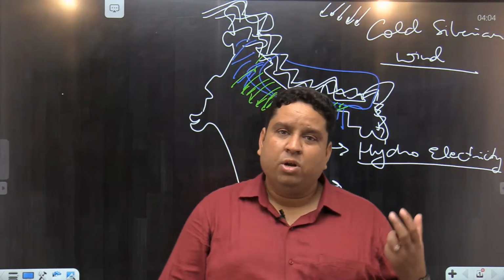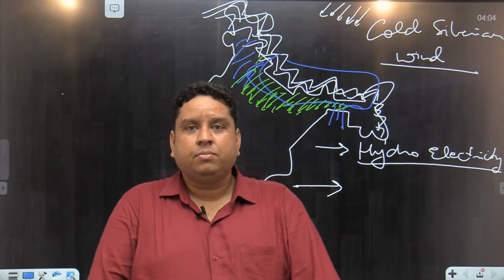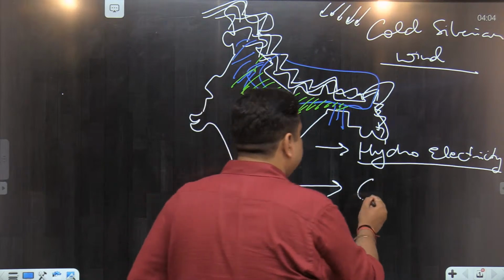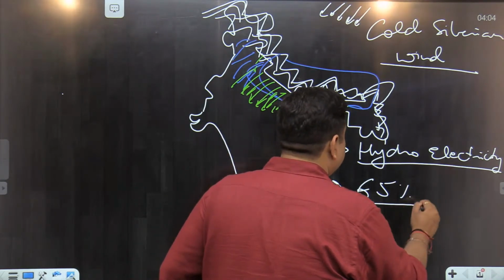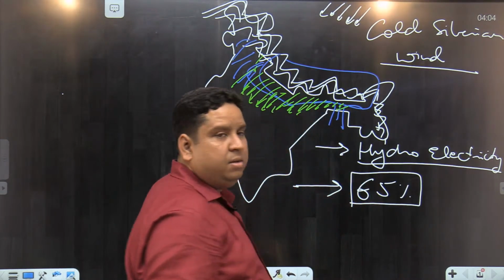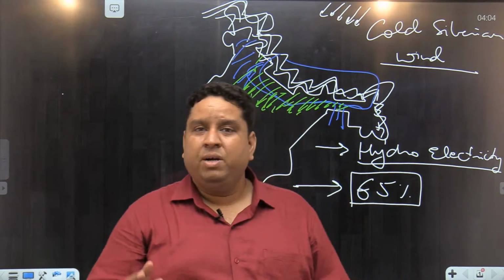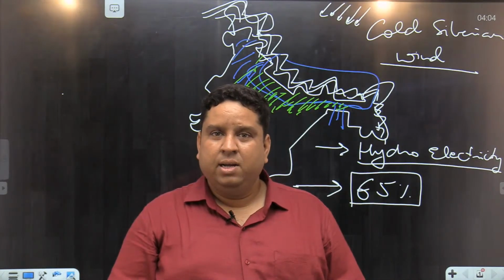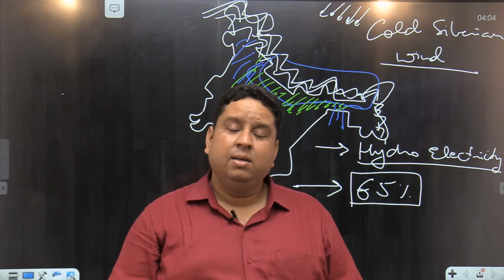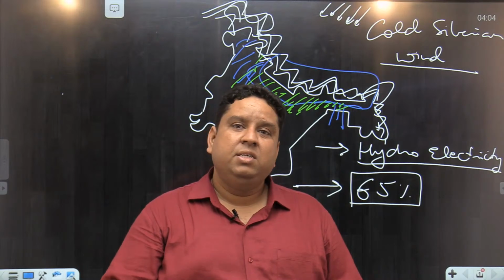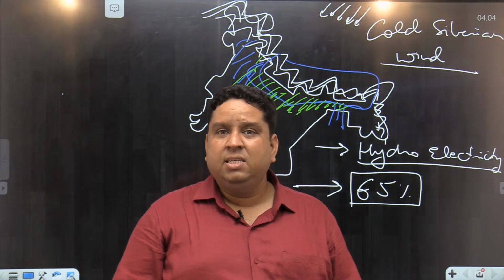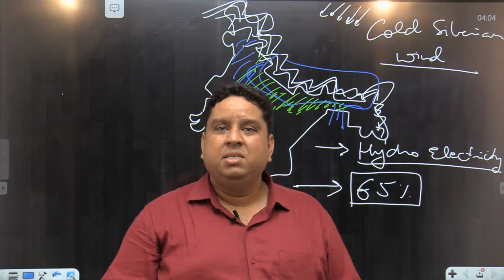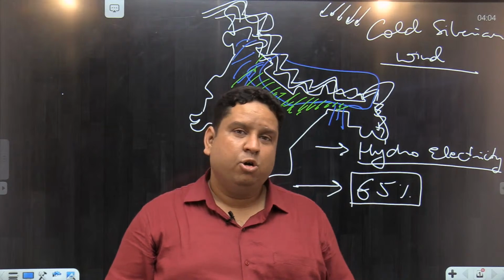As far as the flora of this region is concerned, around 65% of the Himalayan vegetation is of medicinal importance. It has some medicinal use, including the treatment of malaria and some severe diseases as well. So these vegetations have medicinal importance. How much? Almost 65%.